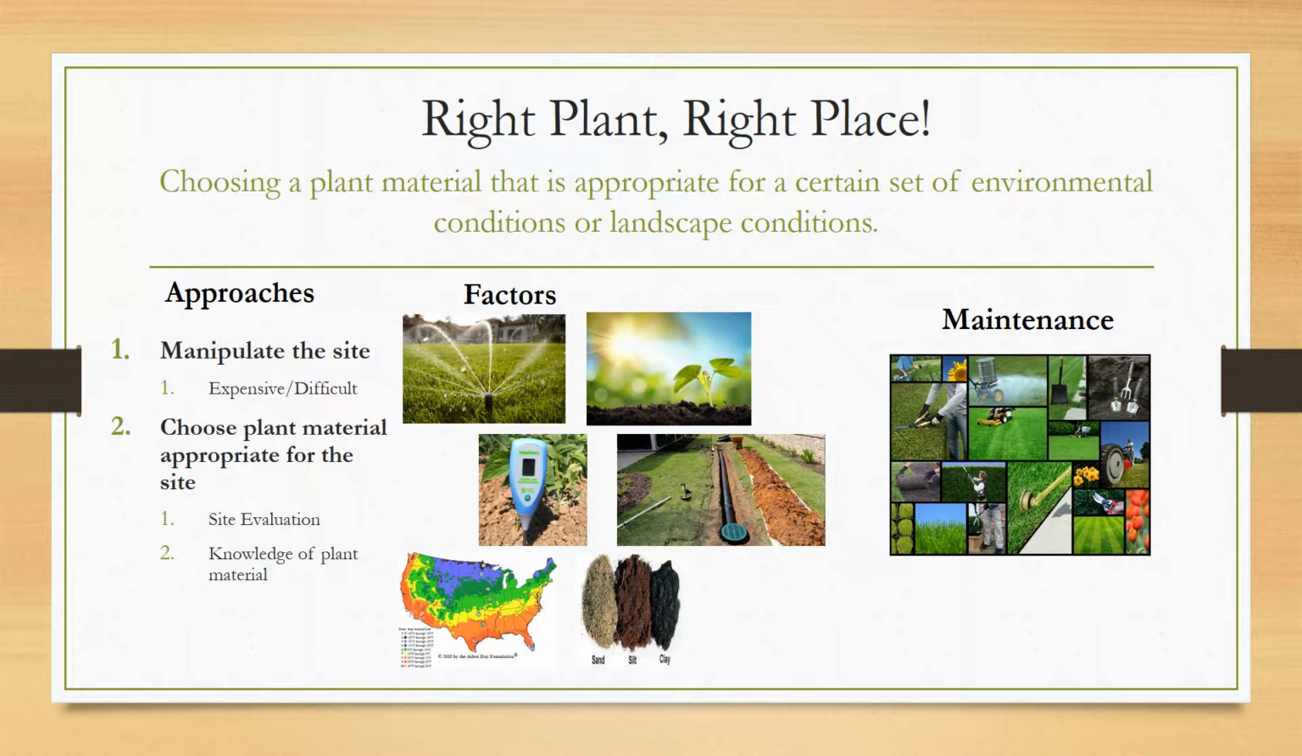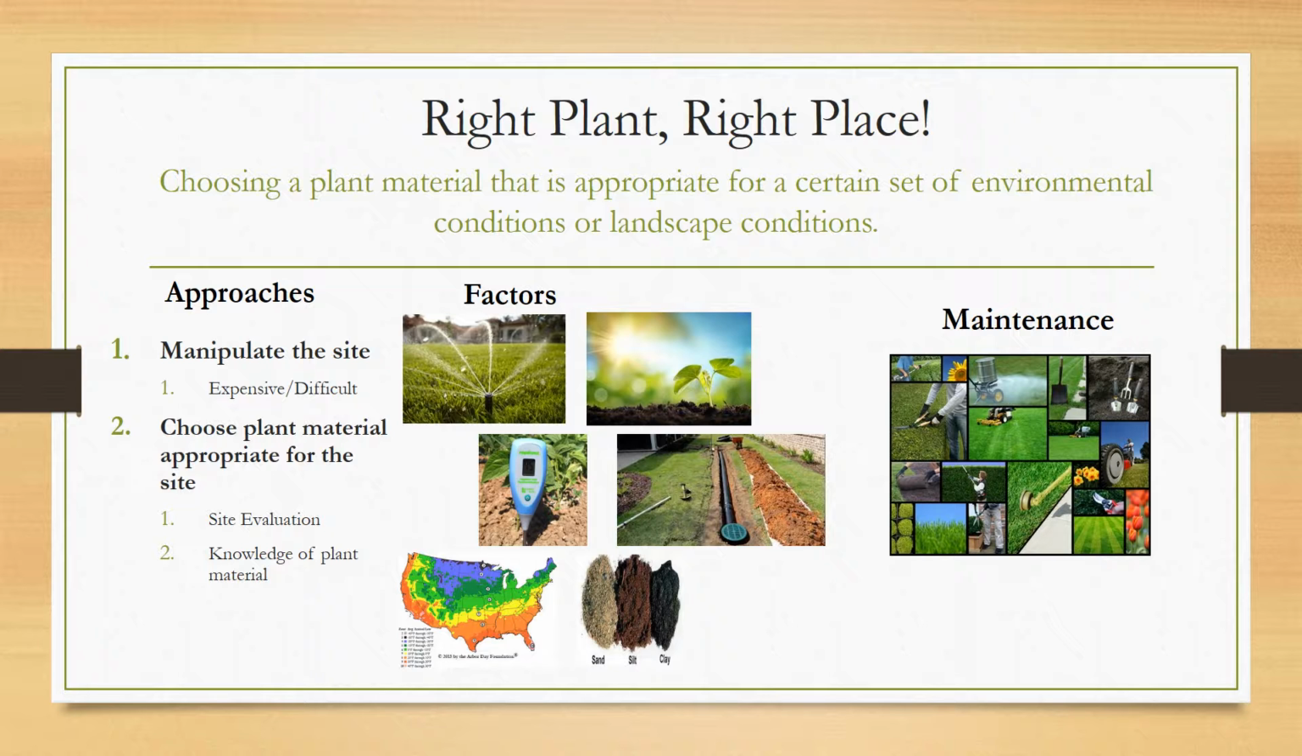A few more factors are drainage. How and where are you draining the water off of the site or into the ground? And your soil type, which can provide certain levels of nutrients that the plants need. So you will want to make sure your plants are able to survive in the type of soil you have.